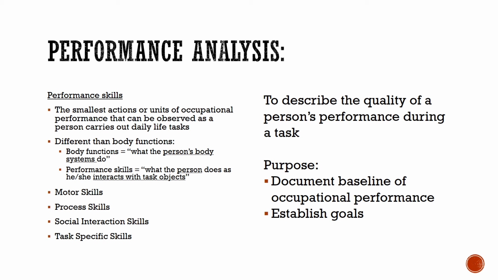By the way, on page 259, step 2 gives you some good hints for things you might want to incorporate into your form. So these motor, process, and social interaction skills are the performance skills that we're going to start with. But there are also task-specific skills that we could use. For example, if I were analyzing someone accessing a computer, I might talk about the ability to activate keys on the keyboard or alternate their vision back and forth between the keyboard and the monitor.